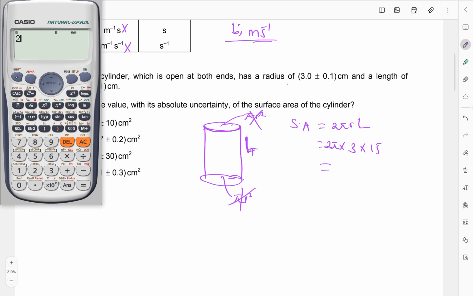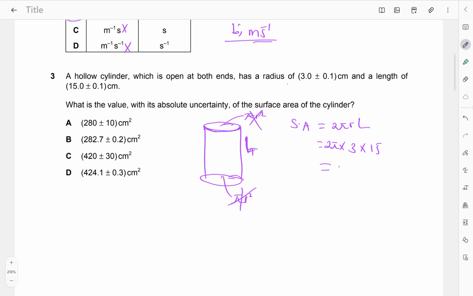2 pi times 3 times 15 gives us 282.7. This is going to be centimeters squared because I didn't change the units of R and L. So it means we ignore D, we ignore C, we remain with A and B.